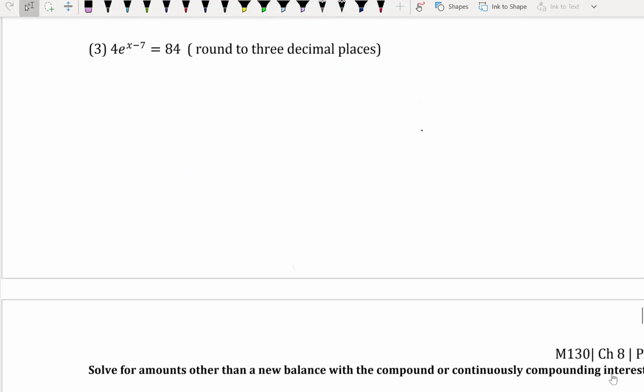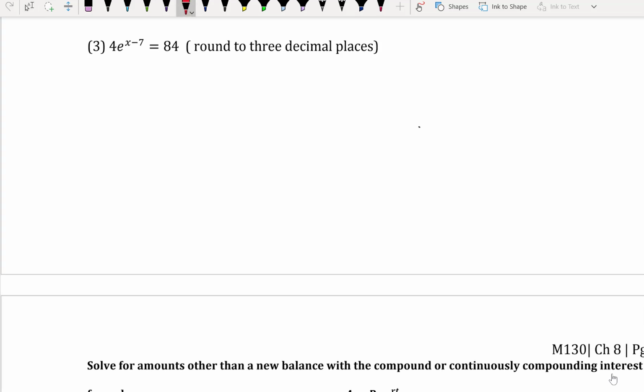Number 3 is going to be more or less the same process. So I'm going to divide everything here by 4, so that e to the x minus 7 is equal to, and if I have 84 divided by 4, I have a positive 21. To get rid of e, I'm going to ln both sides, so that ln and e cancel. So x minus 7 is equal to the ln of 21. And here, I'm going to add 7.